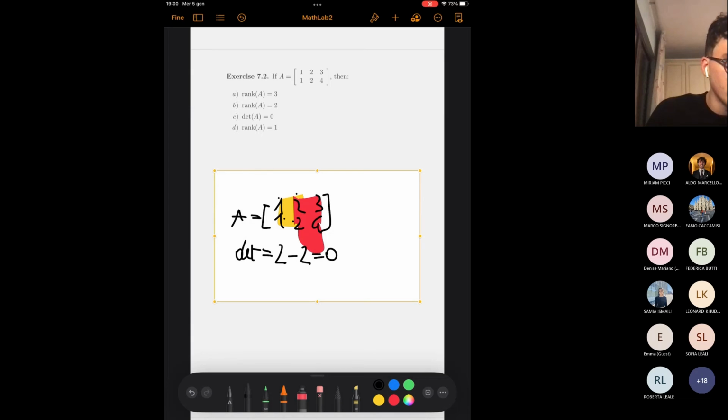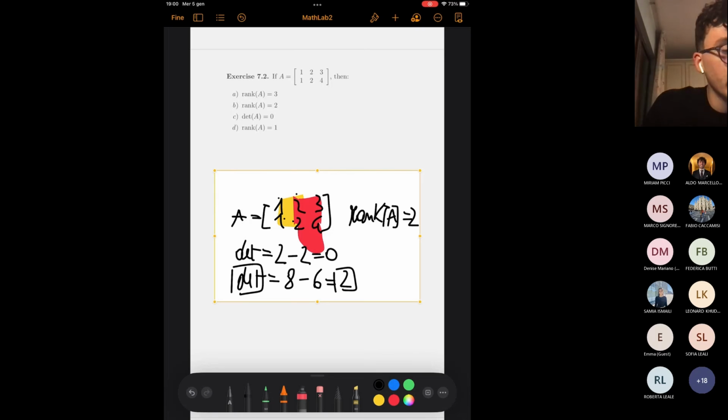Instead, for the second one, the red one, the determinant is equal to 8 minus 3 times 2, which is equal to 6. So the determinant is equal to 2. So it's a non-zero determinant. Since we have understood that the determinant is equal to 2, and it's non-zero, we can say that the rank of the matrix A is equal to 2. And so the right answer is the second one, B.